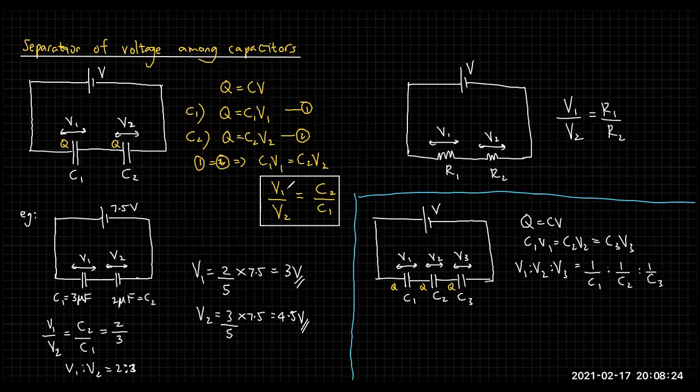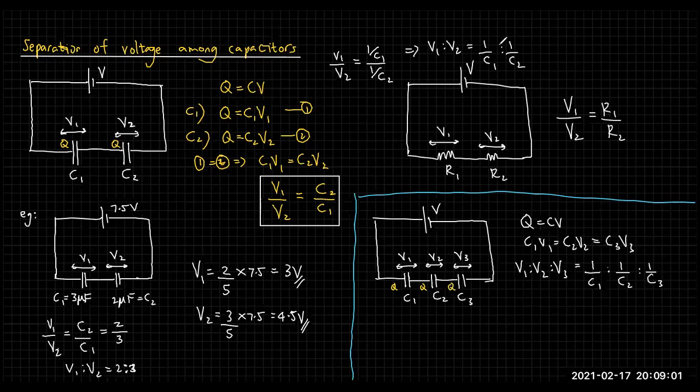We got V1 over V2 equals C2 over C1. I can write it like this also. C2 over C1 can also be written as 1 over C1 over 1 over C2. Hope you can agree with me on that. So from that, I can say V1 to V2 equals 1 over C1 to 1 over C2 for two capacitors.